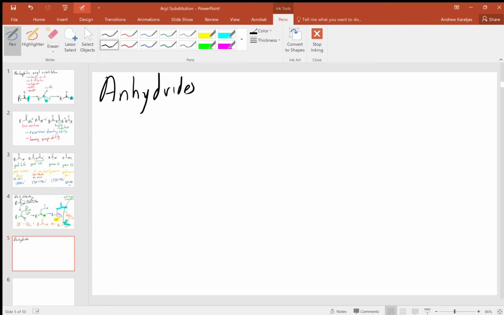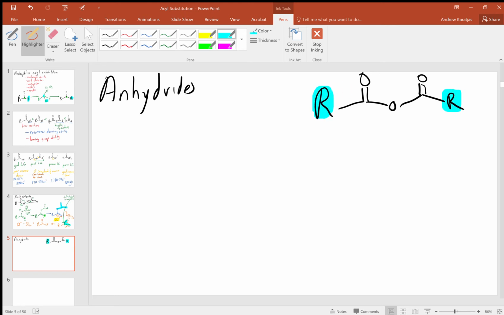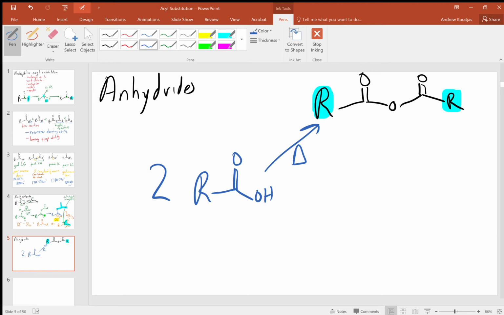While there are a few different ways to make anhydrides, a lot of it depends on whether or not you want your two R groups to be the same. If you want your two R groups to be the same, then there's actually a really easy way to do this. You take whatever that carboxylic acid is, and you might need some heat, but you just get two of them to combine, they kick out water, and you get your anhydride.